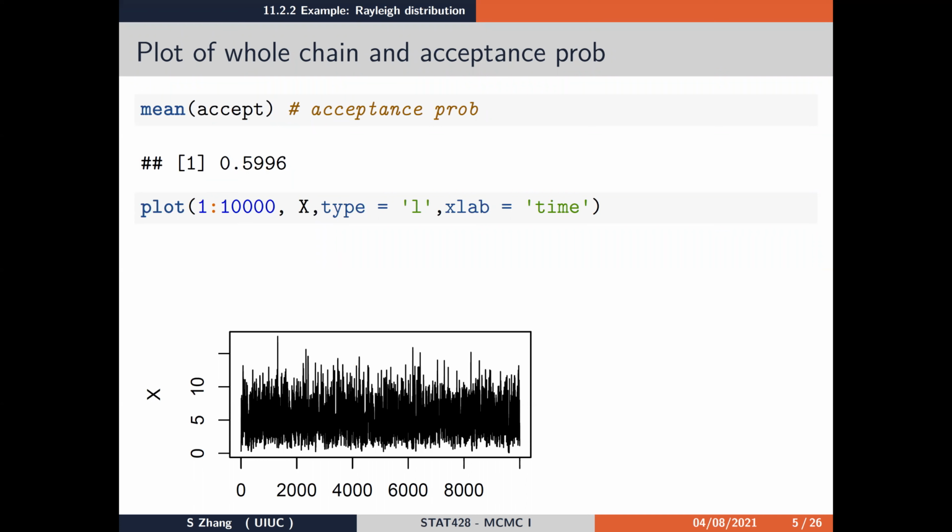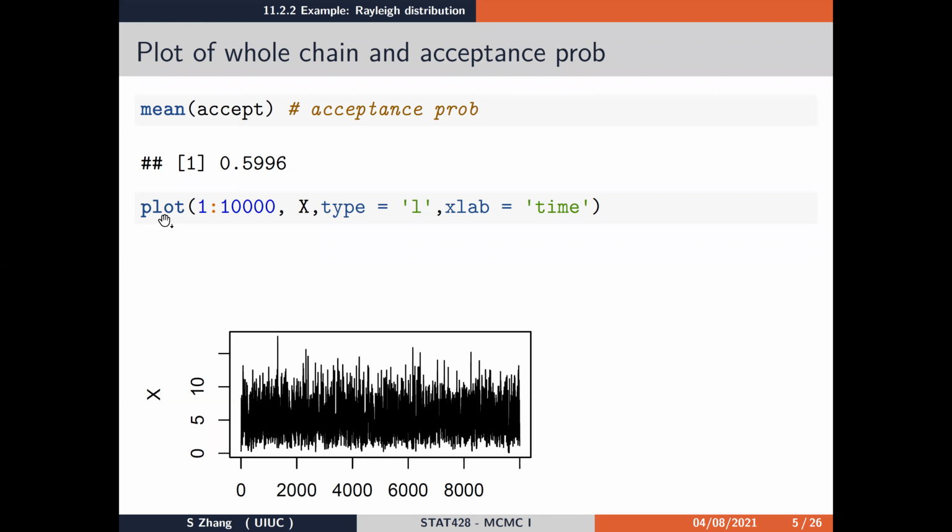So let's take a look at a few things. The first is the acceptance rate, and this is given by the mean of the accept vector. The accept vector is either 1 or 0, indicating for that particular iteration whether the y was accepted. If we take the mean of it, it gives us the percentage of samples that were accepted. In this case, this is quite close to 0.6, meaning that about 60% of the draws from the proposal distribution were accepted.